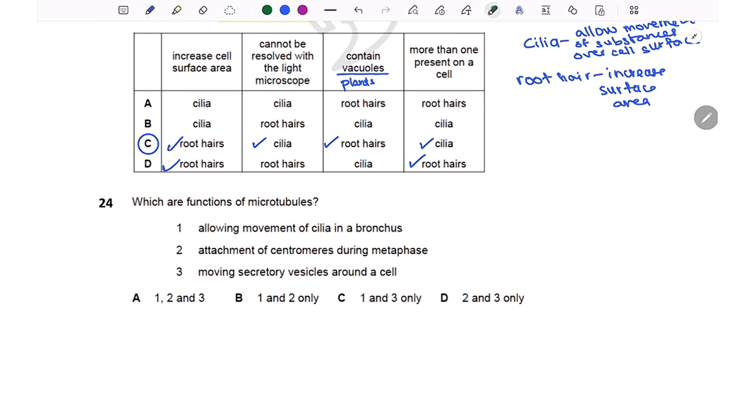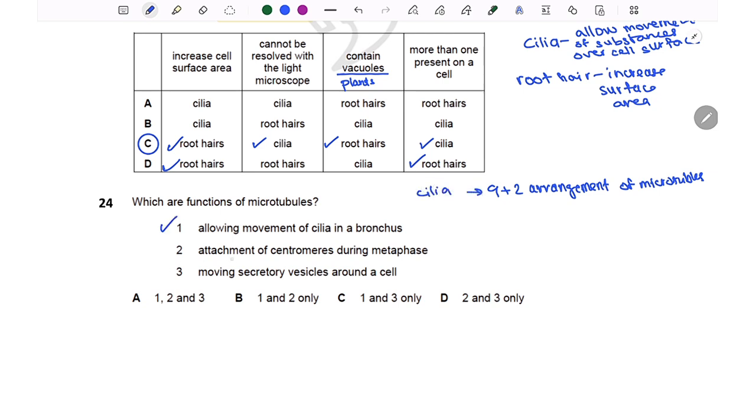Which are functions of microtubules? Allowing movement of cilia in a bronchus. So remember, cilia is present in our airway and it wafts mucus away from the lungs. So microtubules, how is that related to cilia? Because cilia is made up of a 9+2 arrangement of microtubules. So yes, it's microtubules that help with this function for cilia.